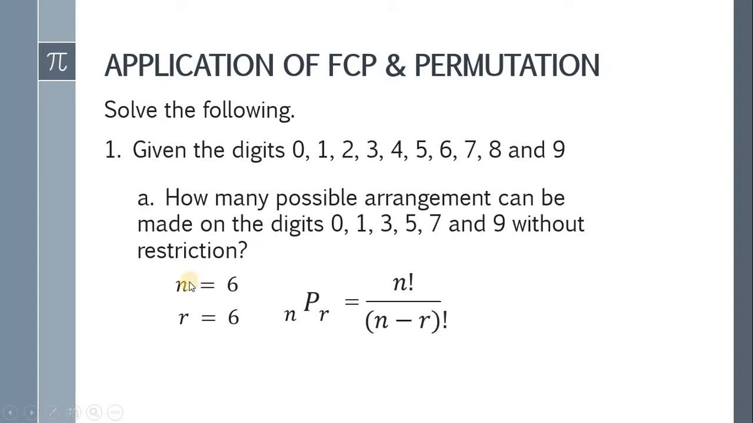In this case, yung n natin ay 6 and yung r natin is also 6. So we have 6 factorial over 6 factorial minus 6 factorial. Now, sa denominator, meron tayong 6 minus 6 or simply 0 factorial. So this is equivalent to 6 factorial or simply 720 different arrangements. And we're done. Now, let's move on to letter B.